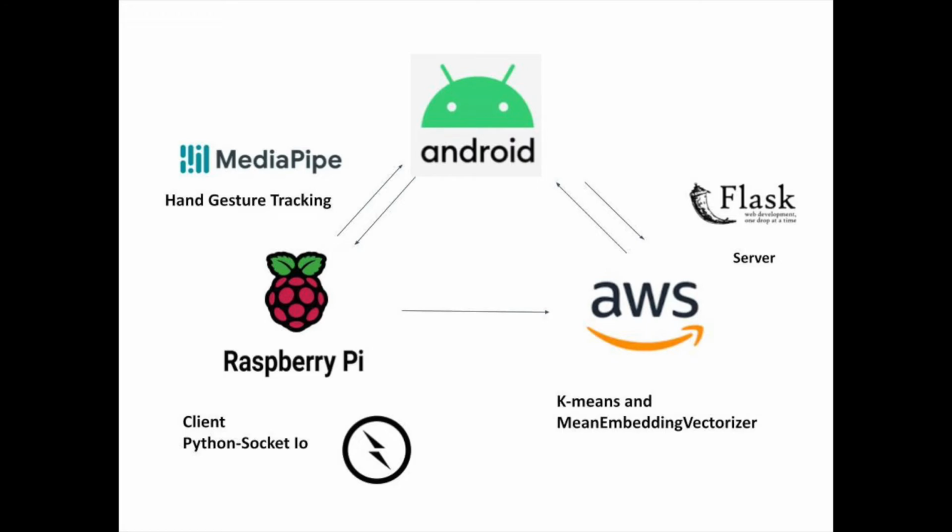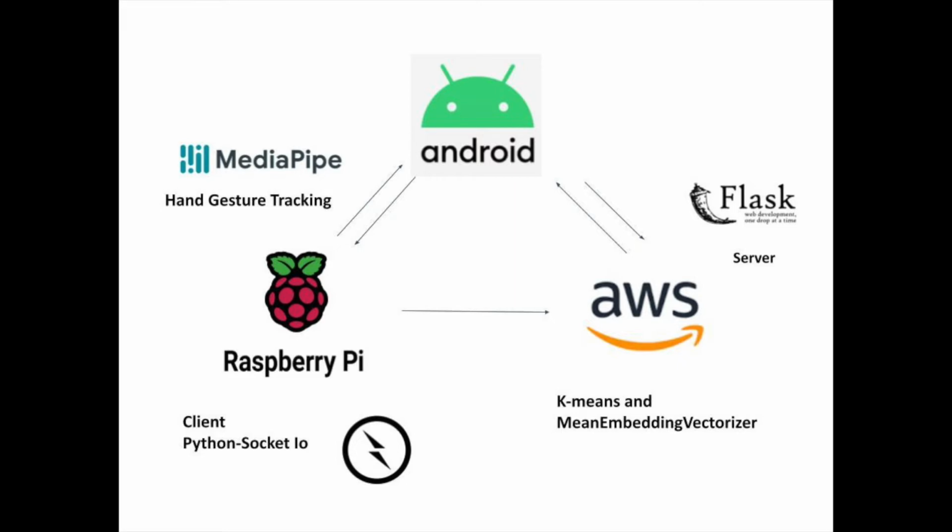There are three main parts for our project. The first part is the Raspberry Pi part. The Raspberry Pi is used to run the hand gesture recognition algorithm and provide the GPIO pins for the motors. The second part is the Android application part. We use the Android application to get input from the user and output a food and recipe recommendation. And the third part is the server built on Amazon Web Services.